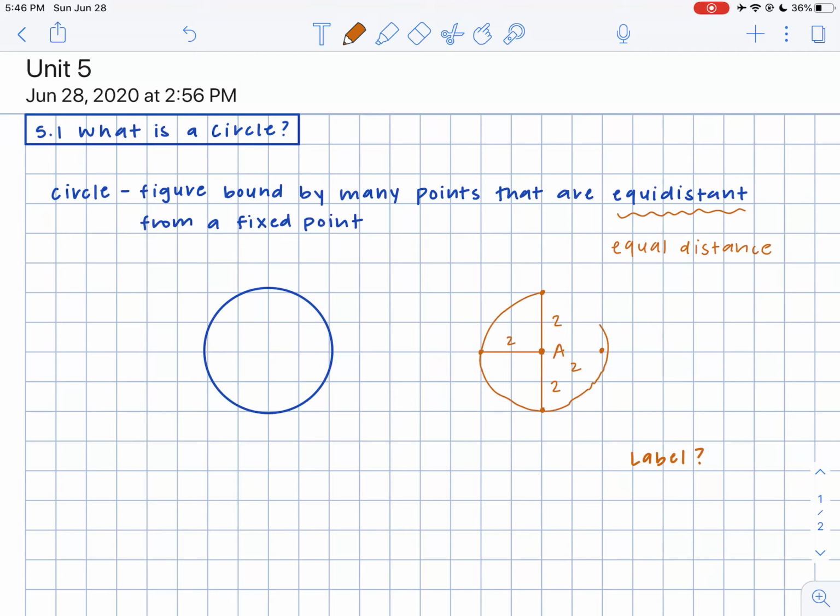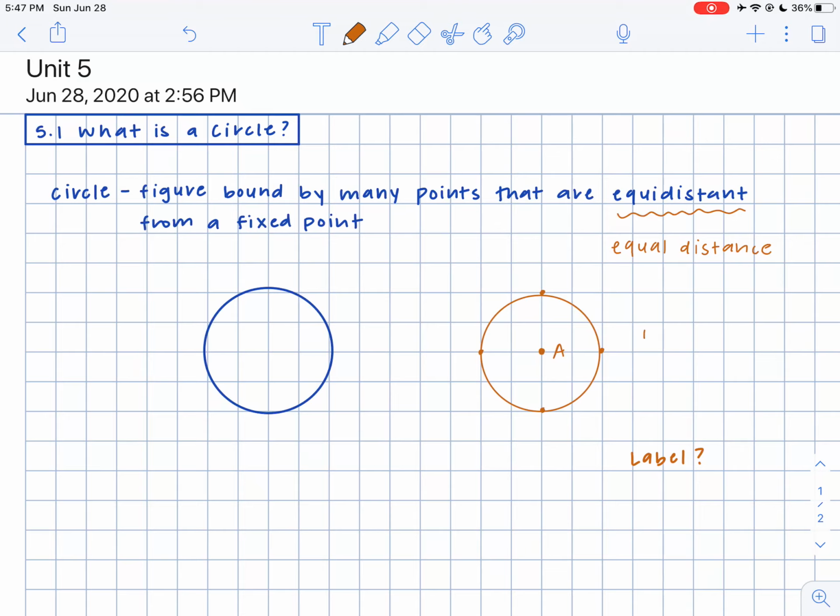Now we can connect them together. Connect them. And it makes a circle, right? That looks like what you know as a circle, okay? So there are actually many points along the circle. And all of these points along the circle are equidistant from the fixed point.